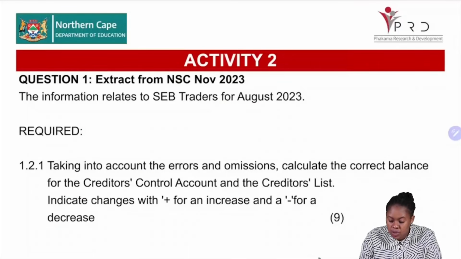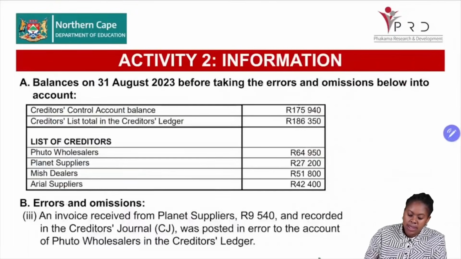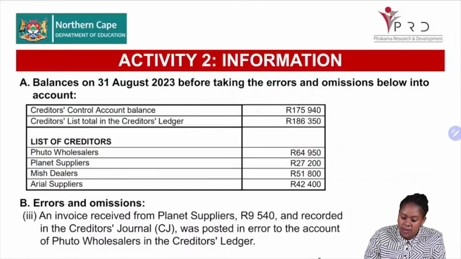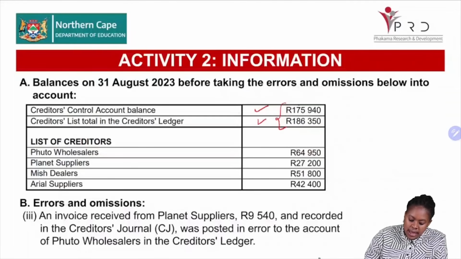Now moving on to activity 2. This is a continuation of the activity that we are busy marking right now. So it says there, we check our information there. We know that obviously they gave us our creditors control balance. They gave us our creditors list. We know that they are not corresponding. They are not the same. So therefore there were errors that have taken place, or there was omissions, right? Now, information 3 says, the invoice received from Planet Suppliers, 9,540, was recorded in the creditors journal, CJ, and was posted in error to the account of Puto wholesalers in the creditors ledger.